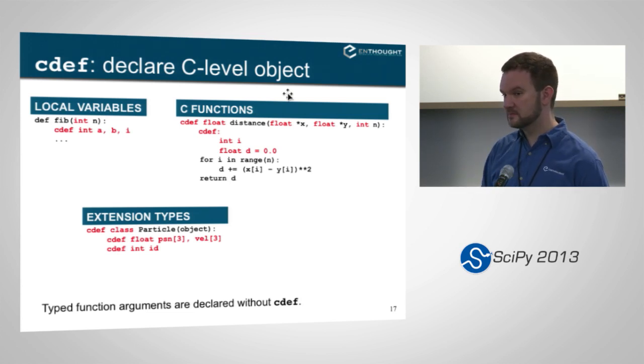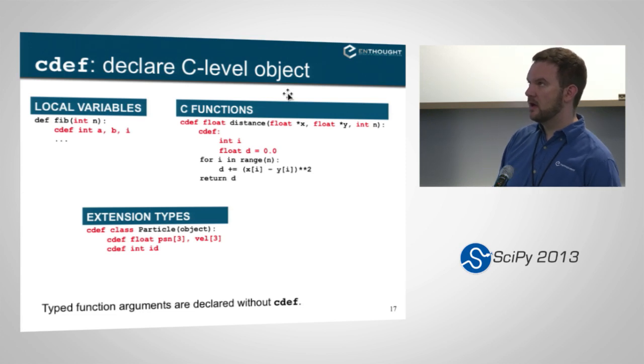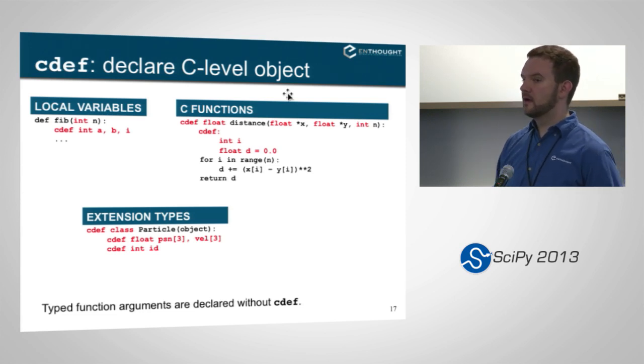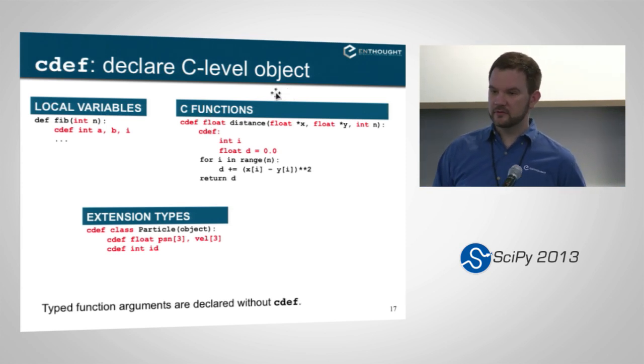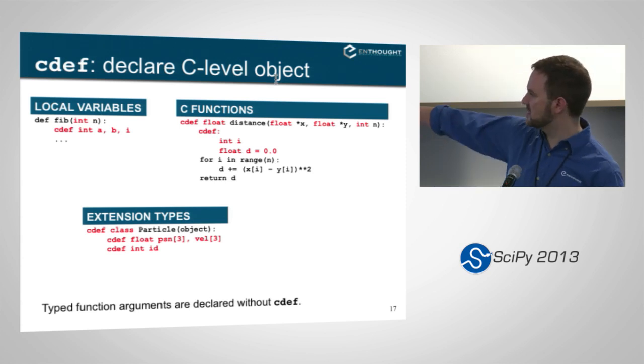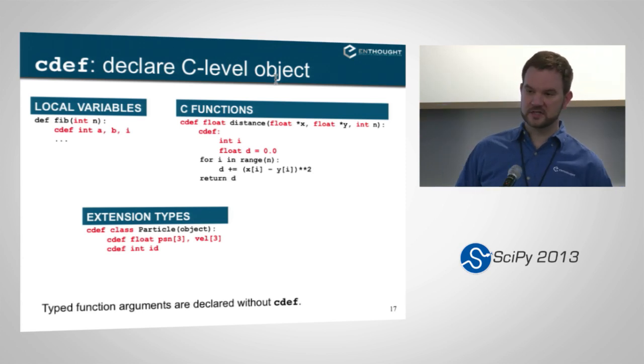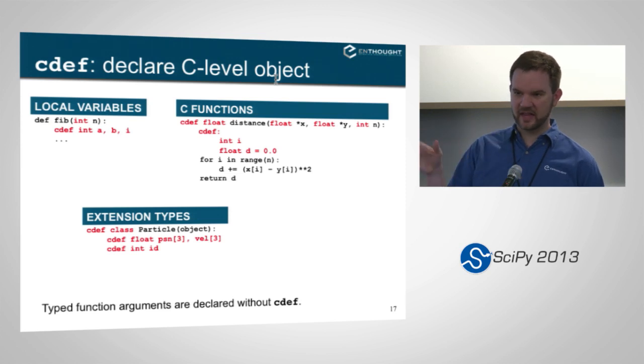Can you make the function return void and pass by reference to y? Or do you always have to return something from a function? You can absolutely say cdef void and have a void function. That's perfectly fine. Whatever you can do in C, you can do here. It's kind of like a Python-like syntax for declaring a C function. We'll see in a little bit how to do structs and unions and that kind of thing.